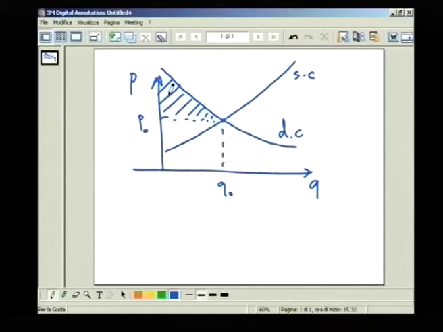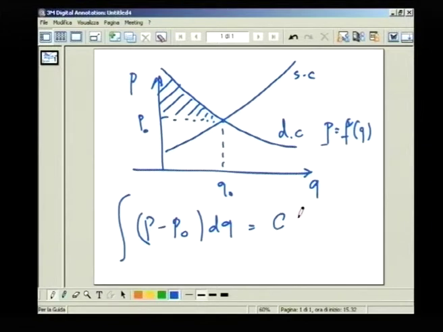So actually, if you know the relation between P and Q, suppose for example you have P, the price in terms of the quantity, the difference between P minus P naught dq, because actually this is the difference between the price they're willing to pay and the price they are really paying. The difference between the two times dq is the money they are willing to pay, yet they are gaining from the lower price, which is the equilibrium price. And if you integrate this, what you get is called the consumer surplus.